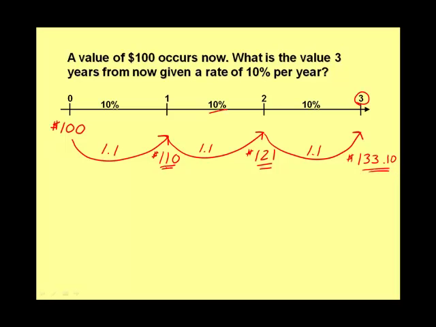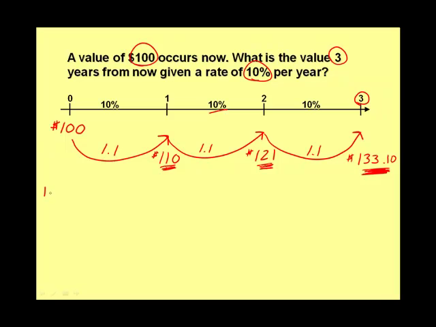Now, how can we go about getting this $133 without going through all these intermediate steps of finding the 110 and the 121? In other words, given the $100 and the 10% rate and 3 years that we're going to be compounding that $100, how can we arrive at this 133 here? Well, notice that in order to get the 133.10, we began with the 100, we multiplied that by 1.1, that gave us the 110, and then we multiplied by 1.1 again, that gave us the 121, and then we multiplied by 1.1 again, that gave us the 133.